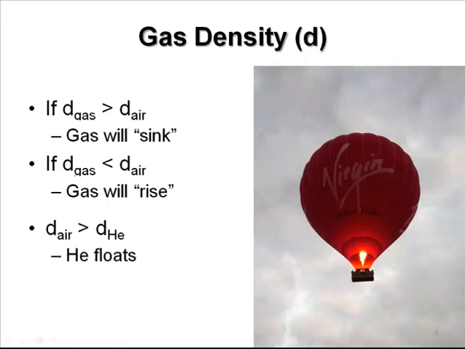If the density of the air is greater than the density of helium, for example, the helium floats because the air is more dense than the helium. This is true for other gases as well. If the density is different, you will have one rising above the other or falling, depending on what we have. If the density of air is less than the density of CO2, carbon dioxide would sink, it would fall in this case.